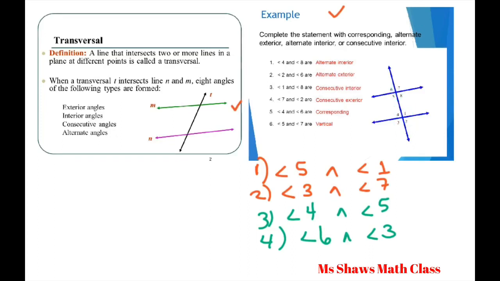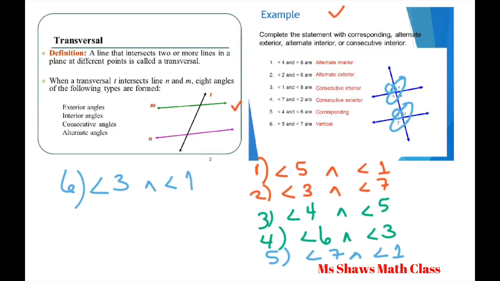Let's look at corresponding. So corresponding, we have 4 and 6. So that means we also have angle 7 and angle 1. And finally, number 6, I'll put it over here. 5 and 7 are vertical. So these two are vertical. That means our 1 and 3 are also vertical. So angle 3 and angle 1 are also vertical. So those are some of the definitions you need when you get started.